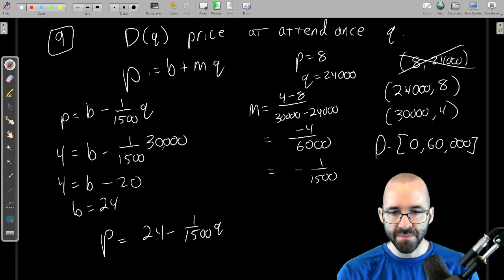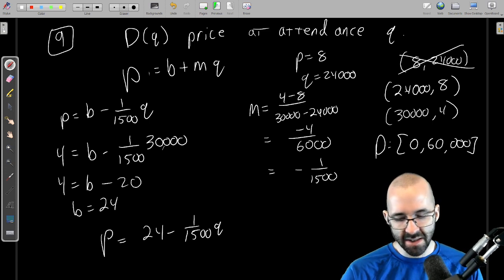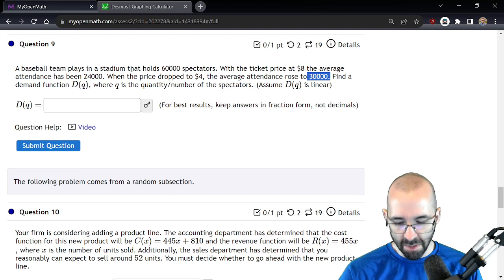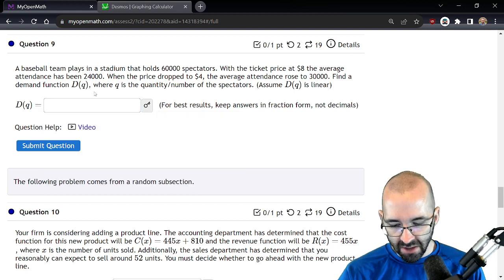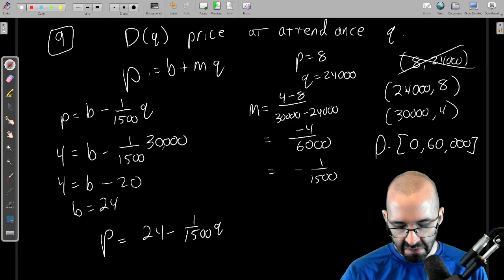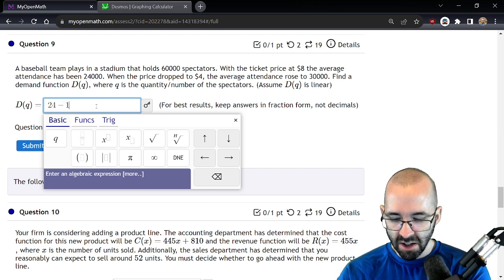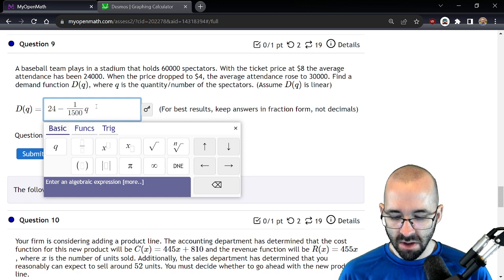So this is our function. I'm writing P. This is a little easier, but D of Q is the same thing. And that's all we need, the attendance function. Okay. 24 minus 1 over 1500 Q.